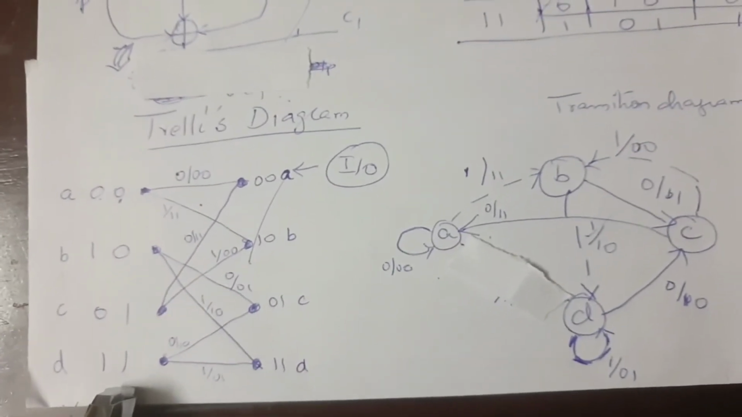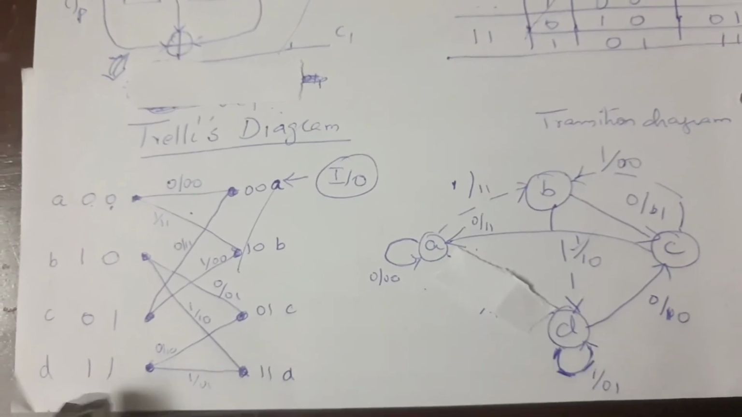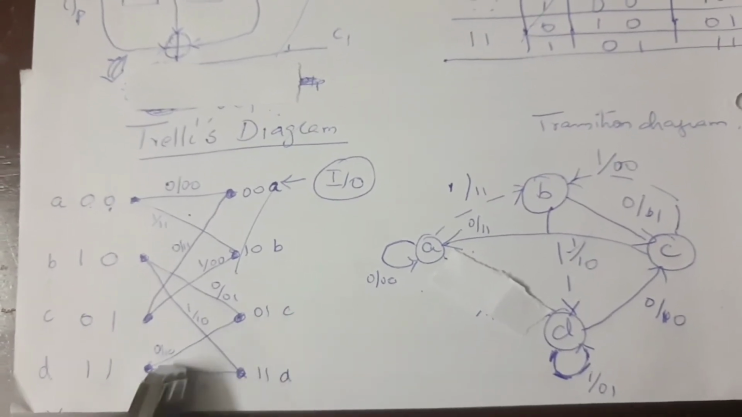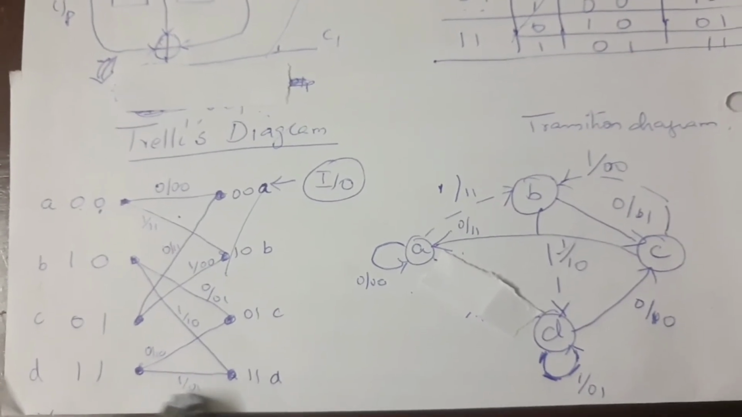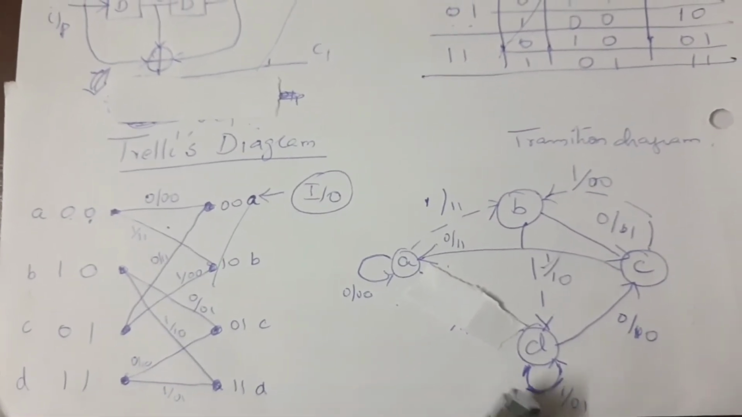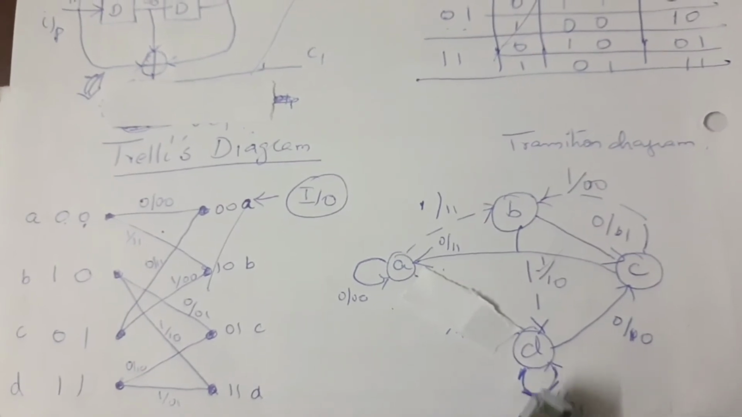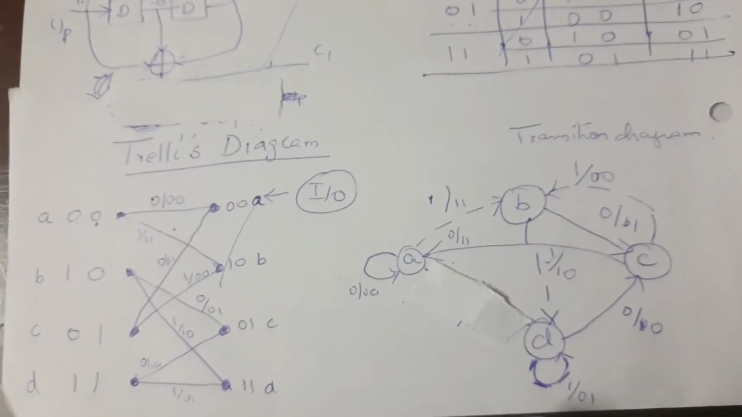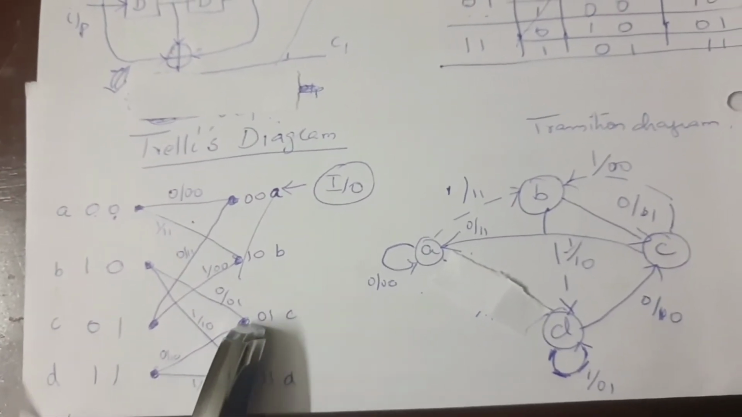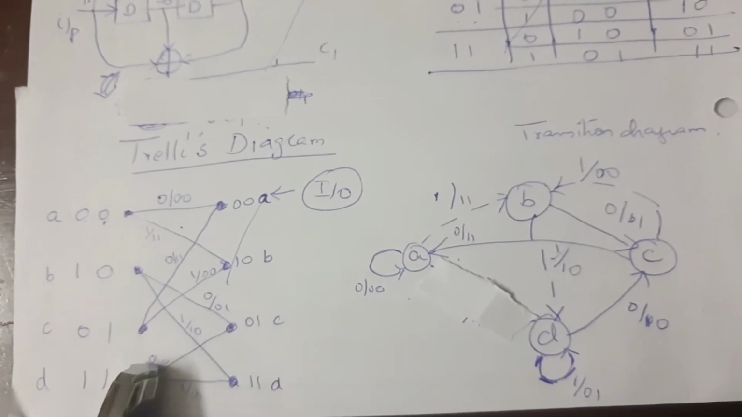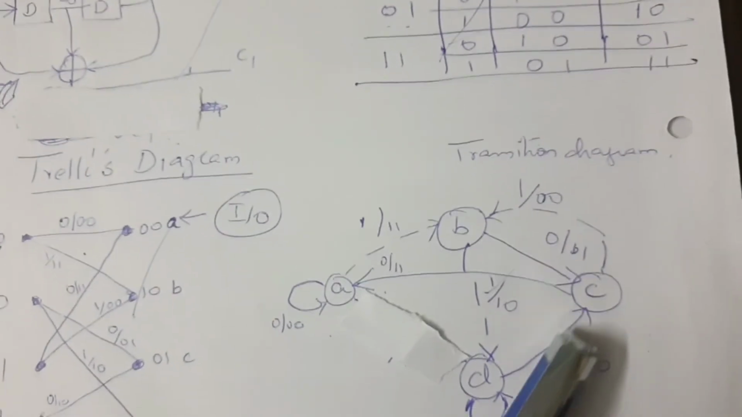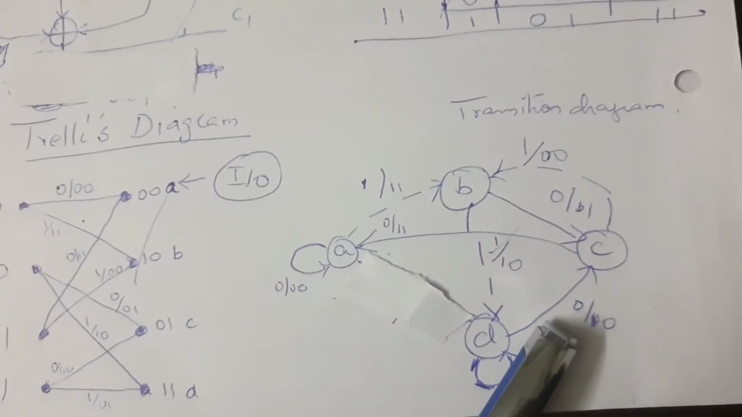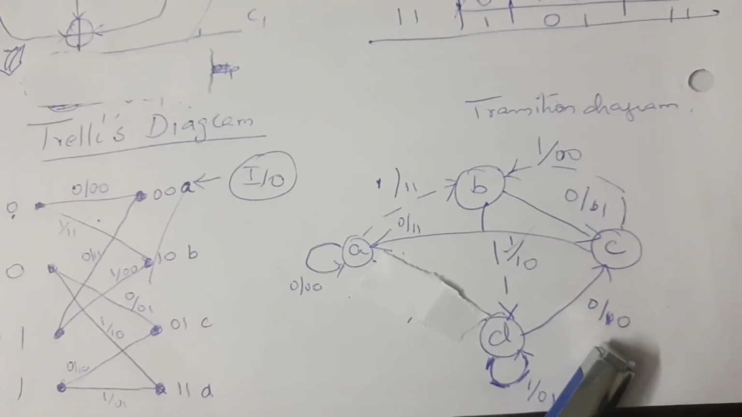Next we move on to D state, D. D is moving to two conditions, C and D. So D is going to D under the level input is 1, therefore dotted line. D is going to D under the dotted line 1, 0, 1. D is moving to C under the input 0, 1, 0. So D is moving to C under the input 0, output developed is 1, 0.